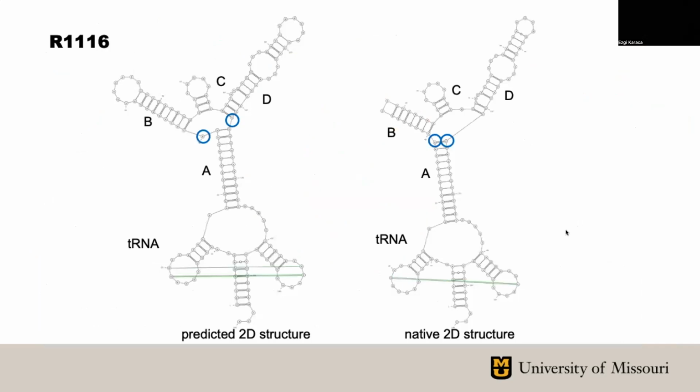Finally, let me very quickly go through the two failed cases. First, 1116. On the left is our predicted 2D structure, with no sequence alignment, just the physical model. On the right is the native 2D structure. They're almost identical, except for this base pair. In the native structure, this base pair is formed, while in our prediction, it is open. This is open, and this is formed. So that's the only tiny difference.